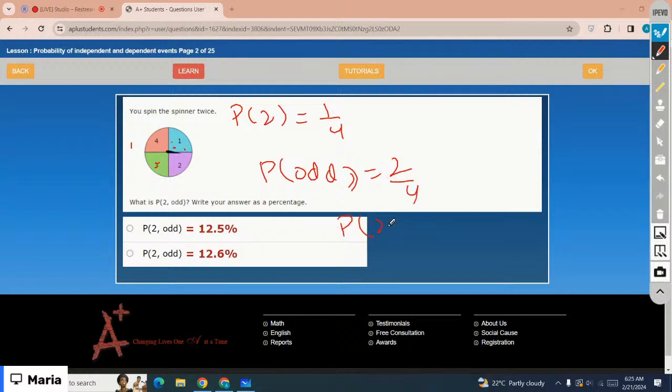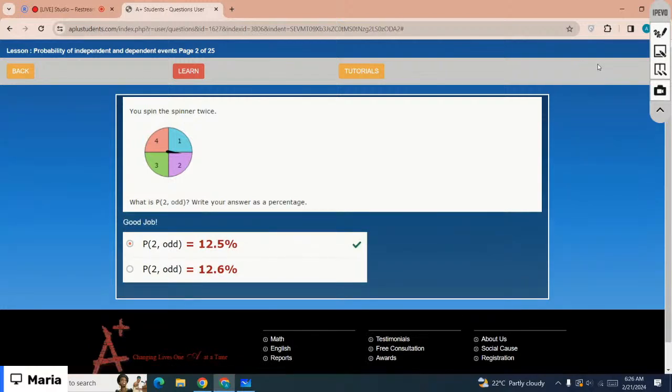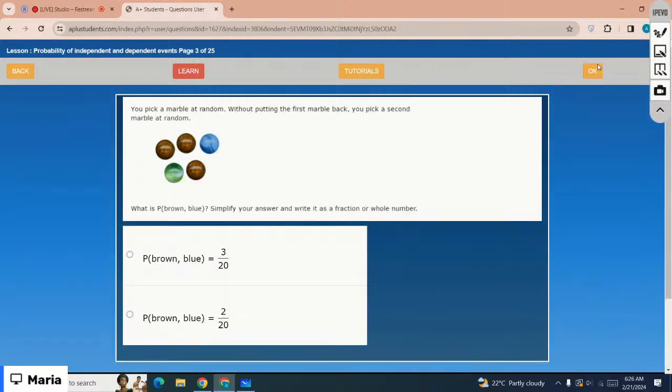So you need to calculate the probability of 2 and the probability of odd. So you simply have to multiply the probabilities, that is 1 by 4 and 2 by 4. So 2 times 1 is 2 and 4 times 4 is 16, hmm, 2 by 8, so that is 1 over 4, and that is 12.5%. Just divide them and multiply by 100. So that is 12.5%. Got it? Probability of 2 and odd is 12.5. Okay, for the next one, you have to evaluate. So, which is the correct option?